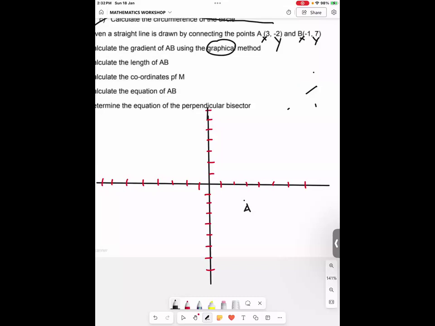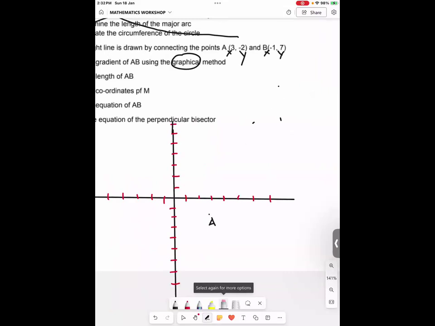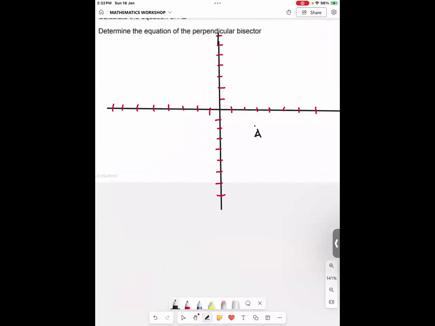And then our next point is going to be negative 1, 7. So that's negative 1 to my left. So negative 1 is going to be from here. Negative 1 is to my left, because remember, you're always counting from the origin. So negative 1 to my left. And then we're going to go 7 up. 1, 2, 3, 4, 5, 6, 7. So all the way up here, somewhere here we're going to be. All right. So I'm going to place my point about here. And that point is going to be called point B.